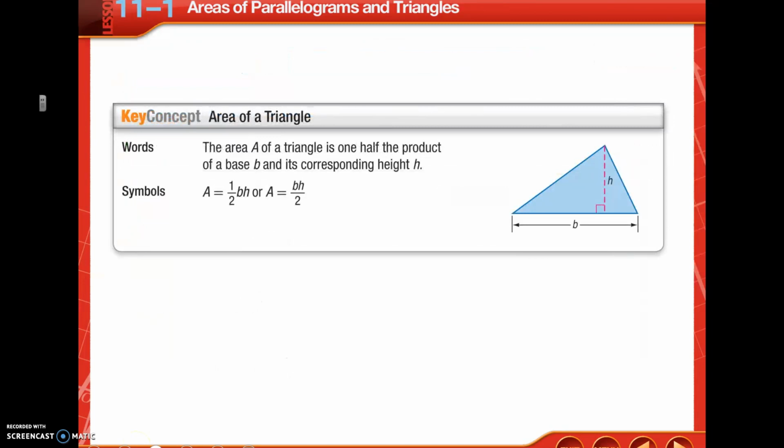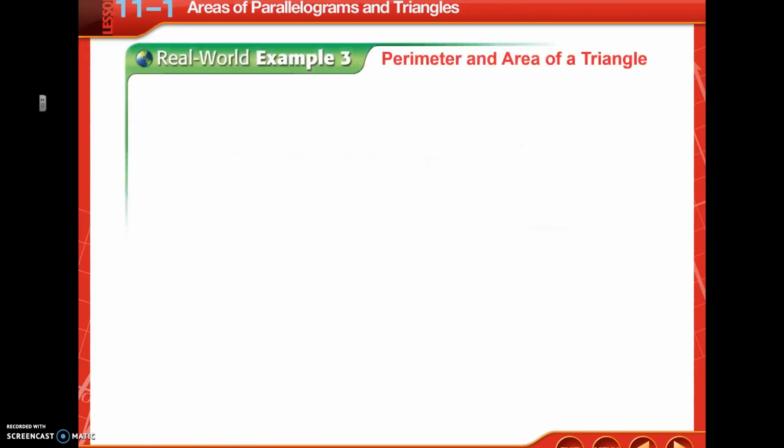Now the area of a triangle, you can extend this out, and you can see that it is really a rectangle, but just half of it. So this part here equals this part, and this little triangle equals that part. So the area of a triangle is 1/2 base times height.